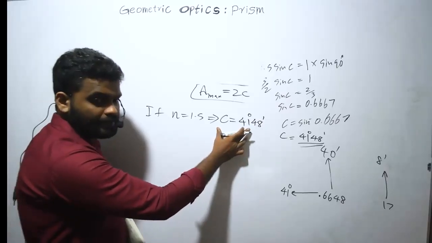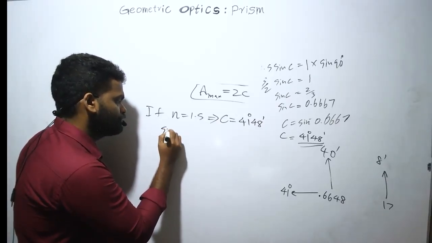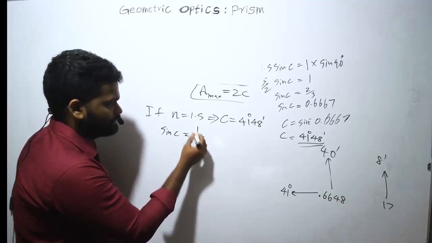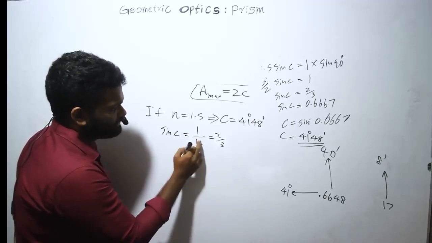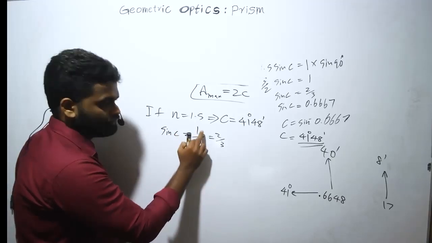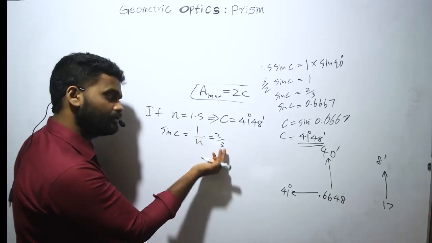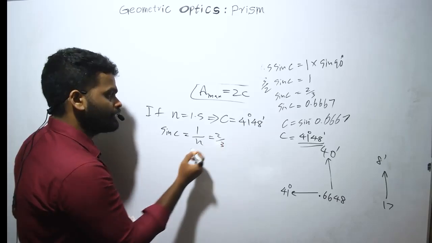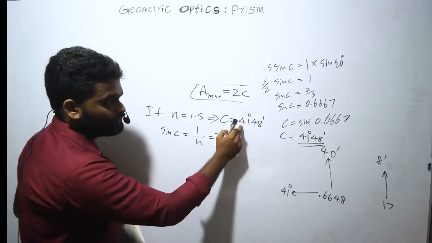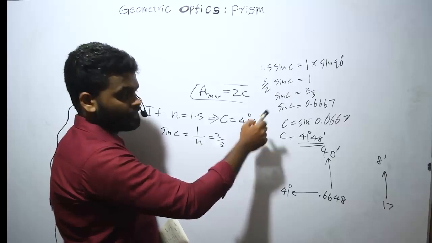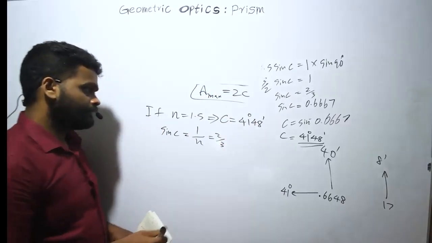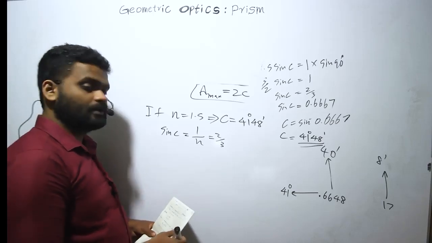If you want, you can find this. You know this equation, sin C is equal to 1 over n. So 1 over n means, 1.5 means 3 over 2, it flips. 1 over 1.5, 3 over 2, it goes 2 over 3. Then you can find C. If you find that, you get 41 degrees 48 minutes. Earlier we found that, right? Okay?